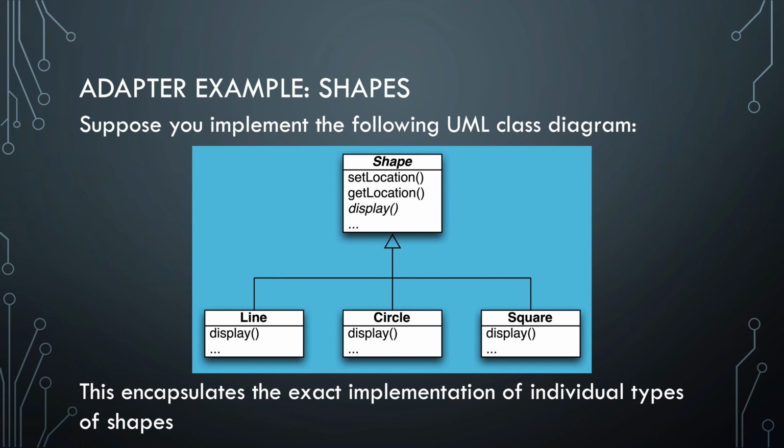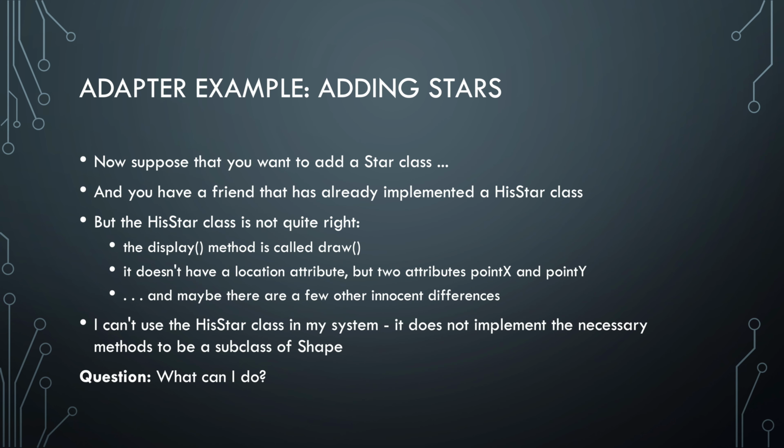Let's look at an example we've seen before. Shapes. The shape abstract class encapsulates the exact implementation of various types of shapes. Suppose you want to add another type of shape, a star. Drawing a star is a bit complicated, but you have a friend who already implements the class that does this, his star. But his star is not quite right. The display method is called draw. It doesn't have a location attribute, but an X and a Y attribute. And perhaps there are other smaller differences.